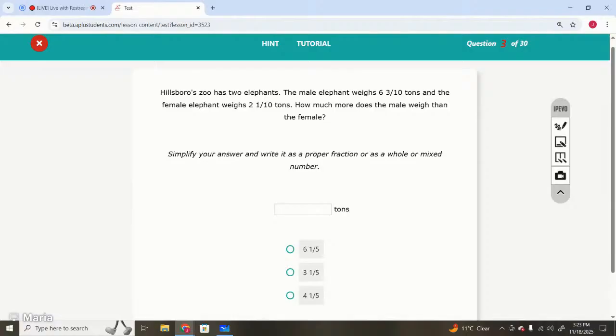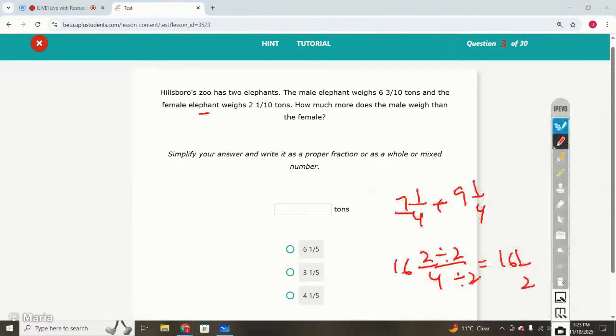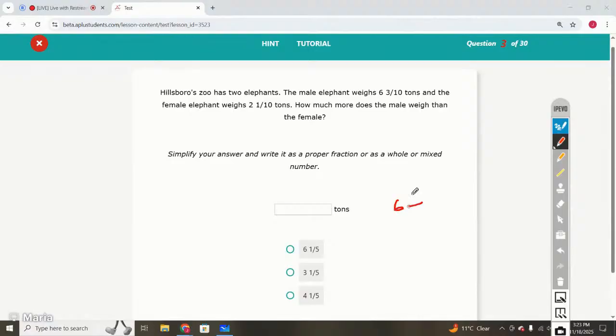Hillsborough Zoo has two elephants. The male elephant weighs 6 whole 3 by 10 tons and the female elephant weighs 2 whole 1 by 2. How much more does the male weigh than the female? So the male weighs 6 whole 3 by 10. The female weighs 2 whole 1 by 10. So which is the correct option?